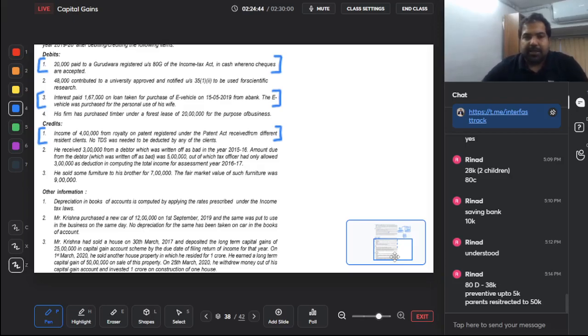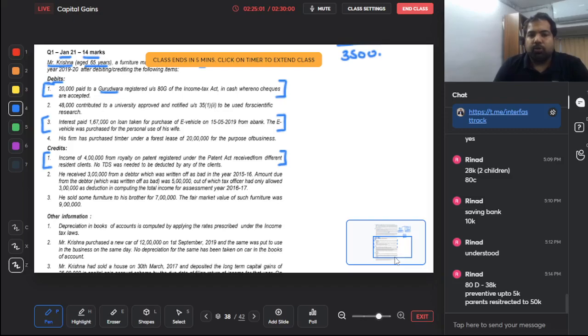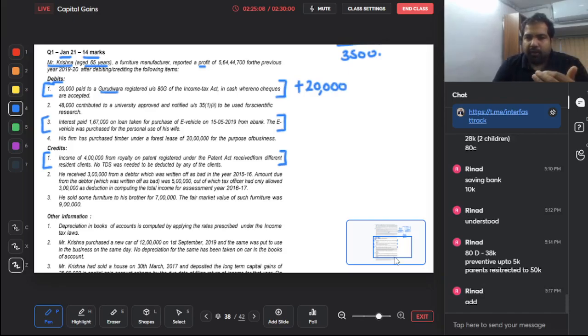Yes guys, let's discuss this one. First, you have debited in your PGBP. Guys, see the question in great detail. You have a profit of 5 crore something, and in your PGBP you've debited an amount paid to Gurudwara. Sorry, that's not in PGBP. So what do you have to do? You have to reverse it. So you will add back PGBP 20,000, and then finally you will get to 80G.